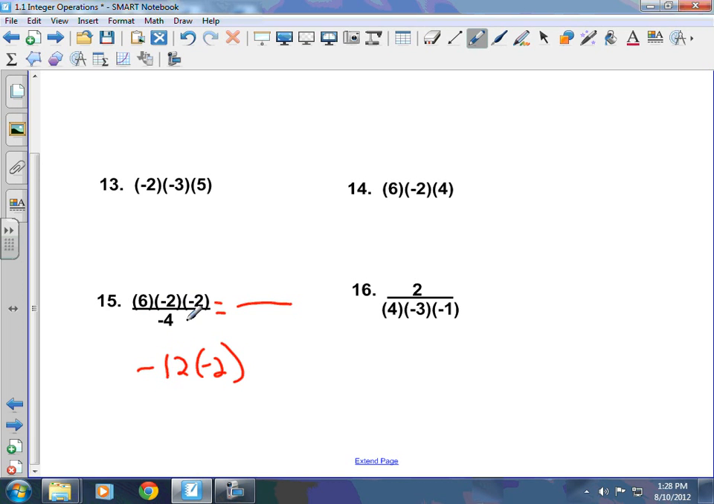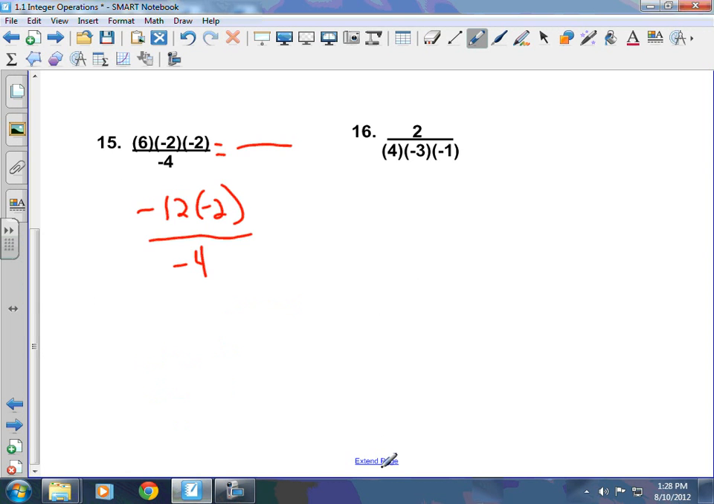Notice how I just did the first step. I didn't go 6 times 2 times negative 2 times negative 2. That's a very easy thing to do to not make a lot of mistakes. Do it slow, one step at a time, and rewrite it. Put this over negative 4. Now, negative 12 times negative 2, my answer is going to be positive. It's going to be positive 24.